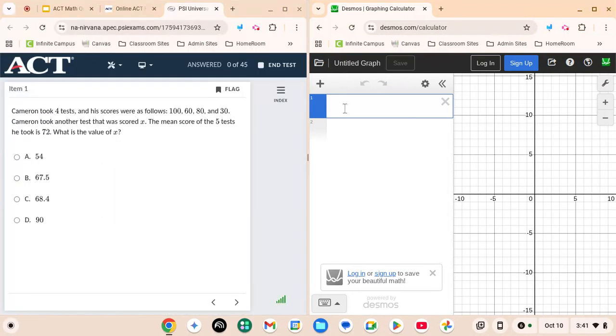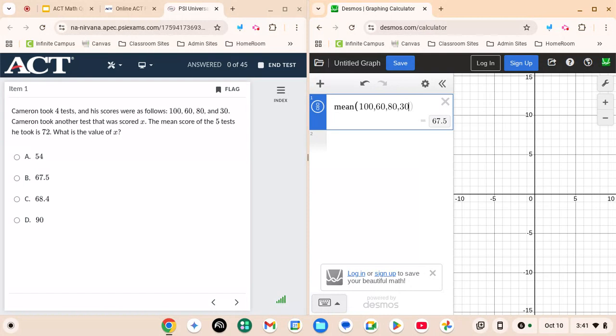So since we're calculating the average or the mean of all of his scores, all we have to do is type in mean, and then just type in all the scores. So 100, separate them by commas, 60, 80, and 30. Now we can't put in the last score as X. However, what we can do now is we can just use the answer choices to figure out which one would calculate that mean to be 72. You can see right now Desmos does the calculation and tells us the mean is 67.5.